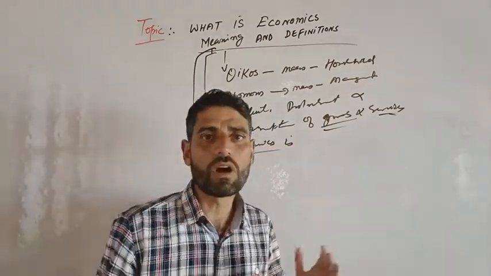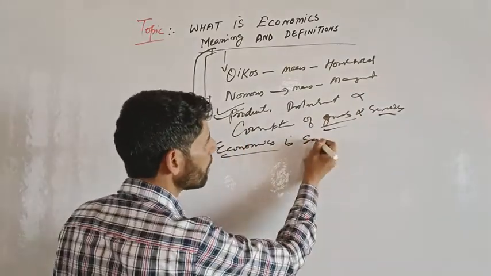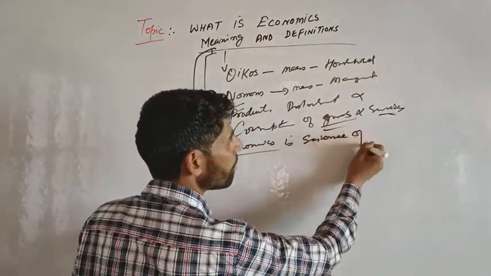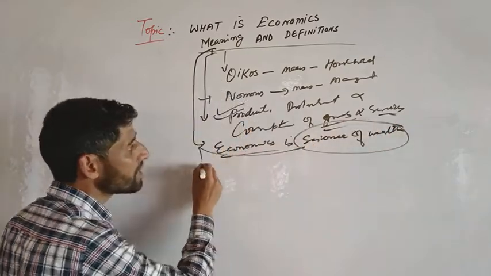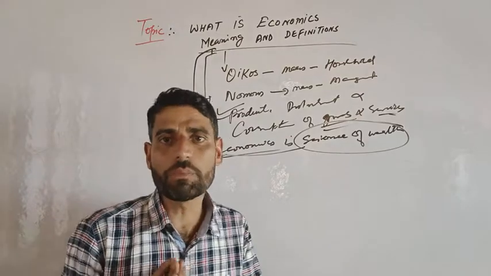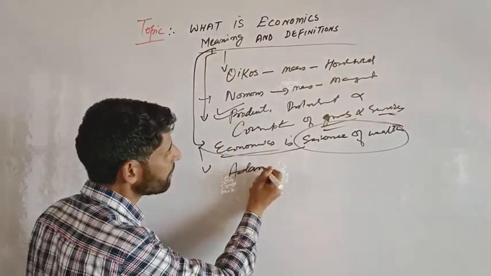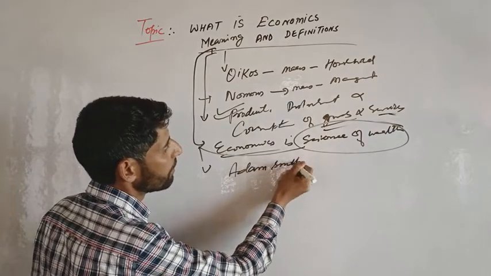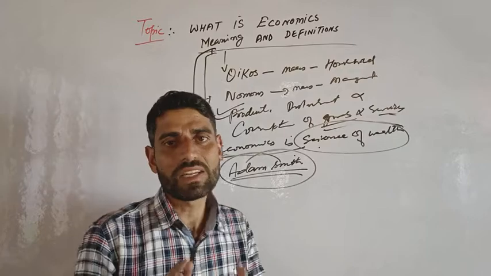So economics is the science of wealth. Economics is also known as the science of wealth. This science of wealth definition was given by Adam Smith. Adam Smith gave this definition that economics is the science of wealth.